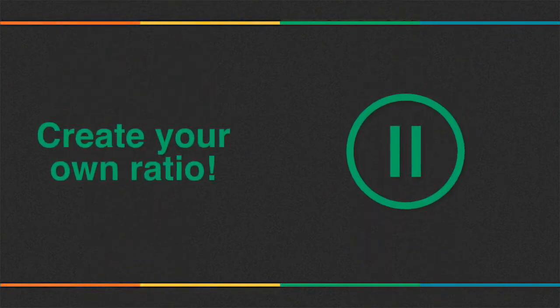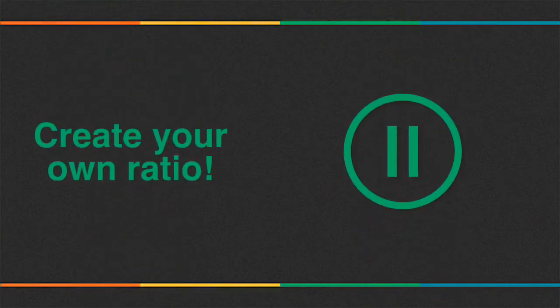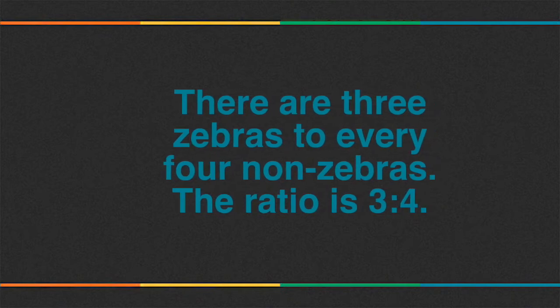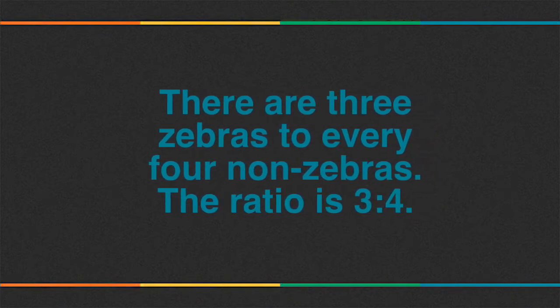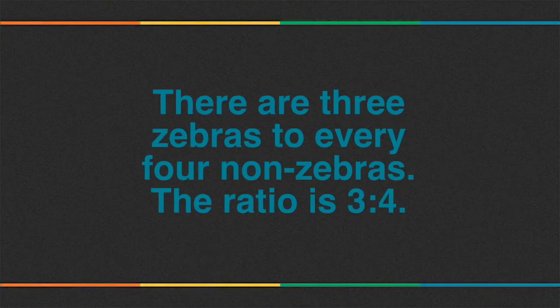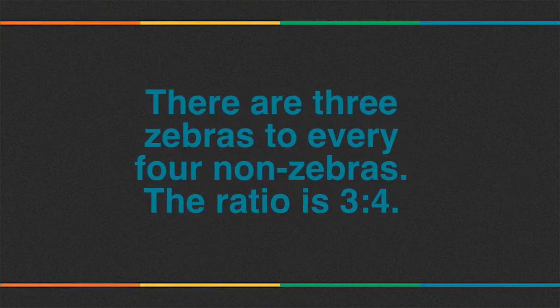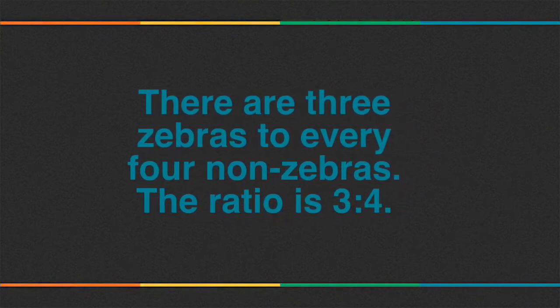Spend a minute right now being creative and come up with your own ratio. Here's one. As I look at the toys on the floor in front of me, I see that there are 3 zebras to every 4 non-zebras. Thus, the ratio of zebras to non-zebras is 3:4.